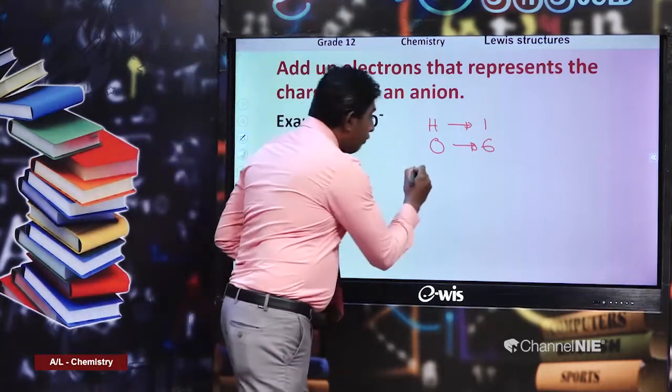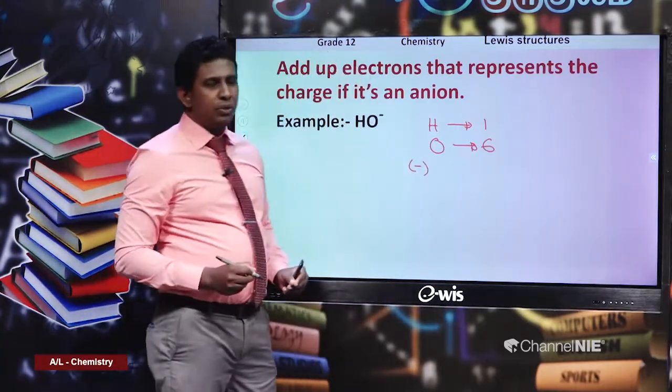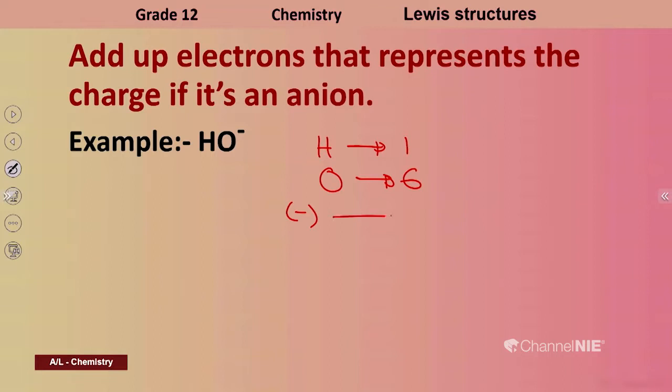I mean, if it's negatively charged, you then give 1 electron. Negative charge means it has taken 1 electron. Then it is another electron you need to add. So then you take the count, it's again 8.